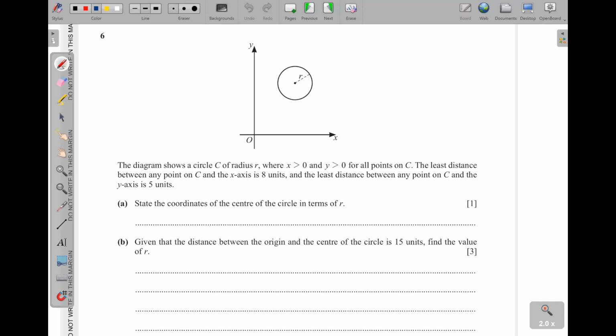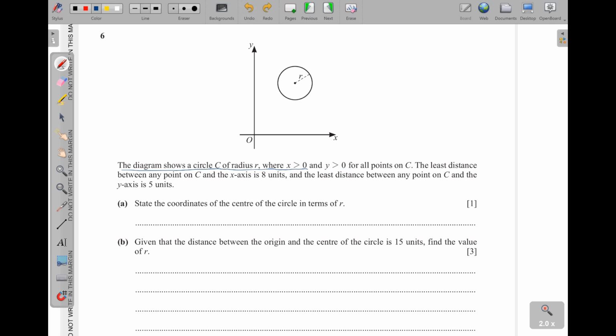Question 6. The diagram shows a circle C of radius r where x is greater than 0 and y is greater than 0 for all points on C. The least distance between any point on C and the x-axis is 8 units, and the least distance between any point on C and the y-axis is 5 units. State the coordinates of the center of the circle in terms of r.